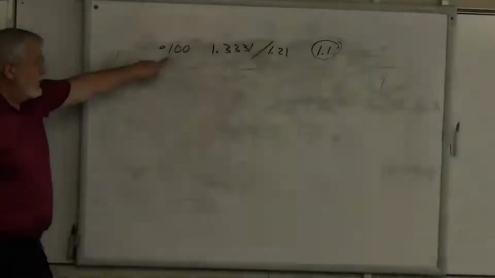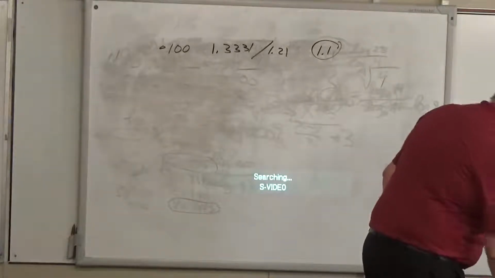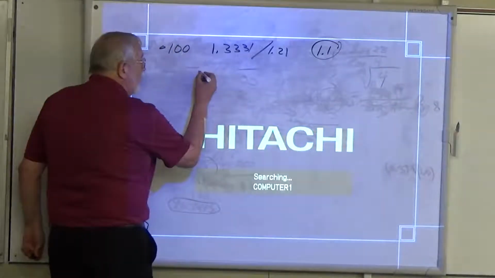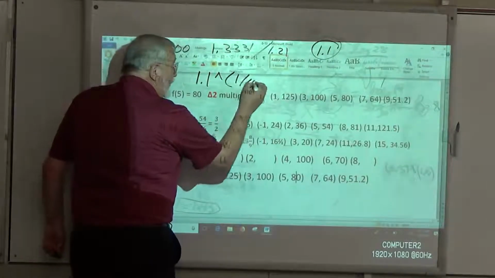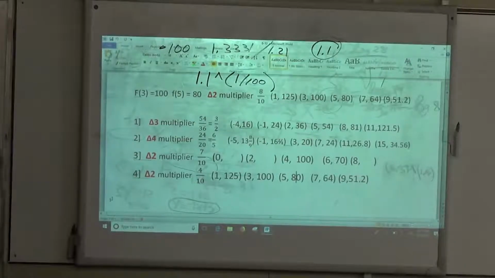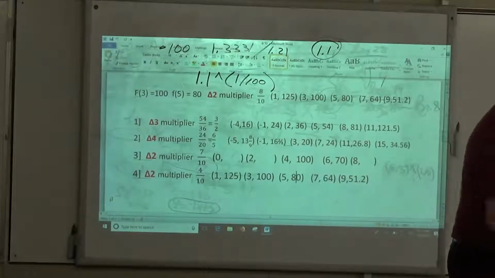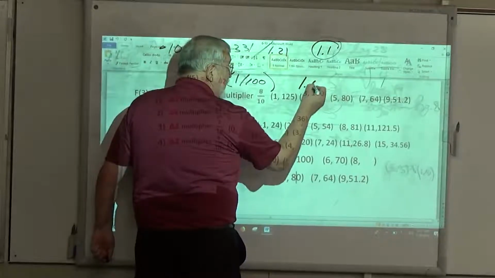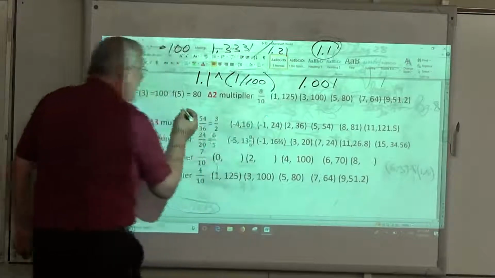Now, I need the 100th root. So I want 1.1 raised to the 1 divided by the 100th power. That would be the 100th root. 1.1 raised to 1 what? 1.001. So that's the value of b.